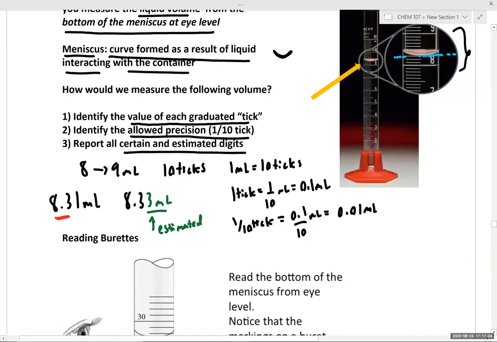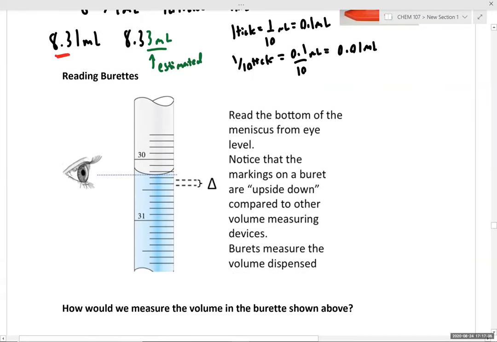Wonderful. We're now going to look at a piece of glassware that often gives students a lot of difficulty. These are called burettes. Now, just looking at a burette, does someone notice something odd about the graduated marks? Does anyone notice anything odd?